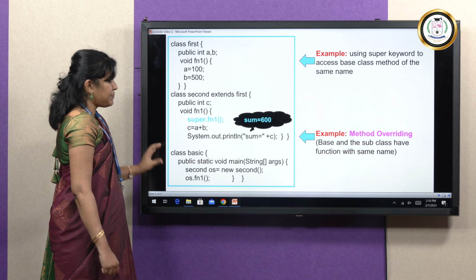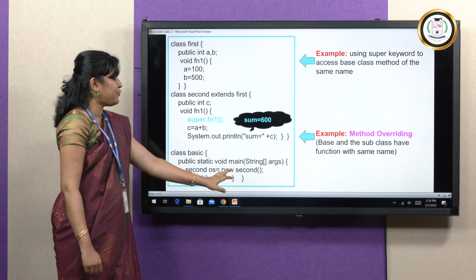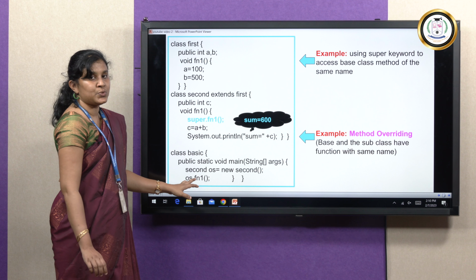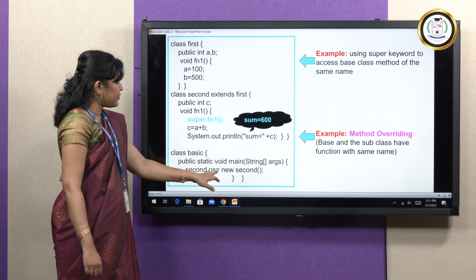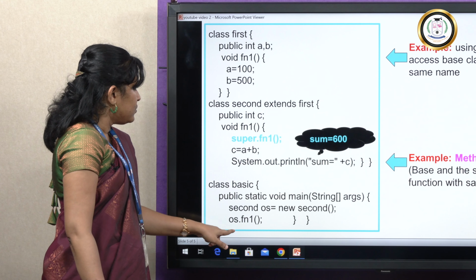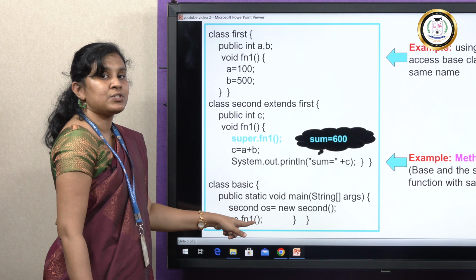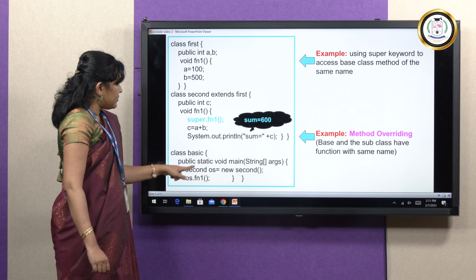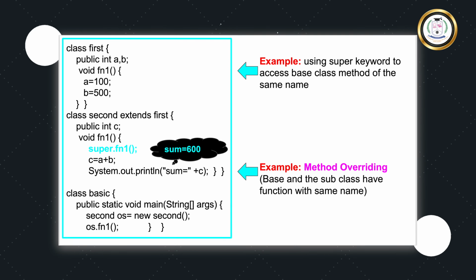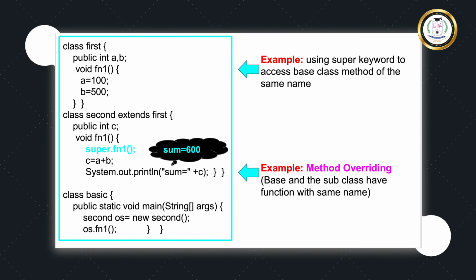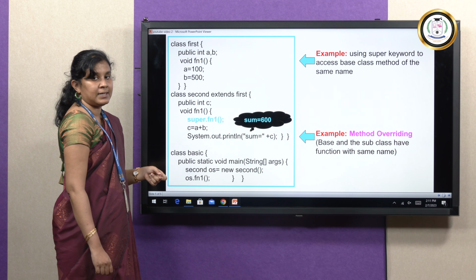I am having a separate class for my main function. In this main function, I am creating an object for the derived class. As usual, when we do this for an inheritance, we create an object for the derived class. Using that object, I am calling my function. Since this is an object of the derived class, the function is going to be called for the derived class function. Even though I have fn1 in both the places, the function is going to be called in my derived class.